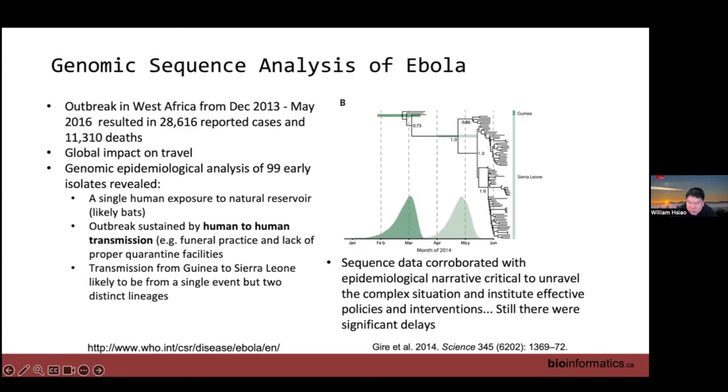So these phylogenetic analyses also help to corroborate with epidemiologic investigation to reveal the complex transmission dynamics, and also to supply healthcare workers with more information to identify the transmission route and to institute more effective policies and interventions. Still, there were delays of months to 2 years for this type of analysis to become available. So this was not done in real time.